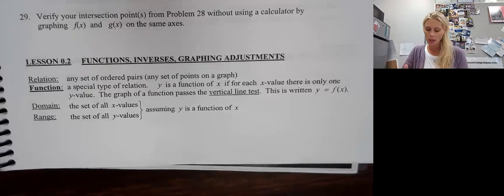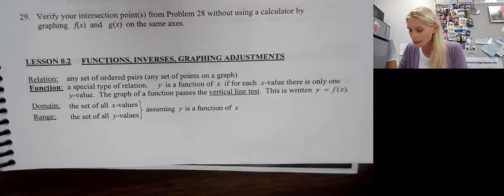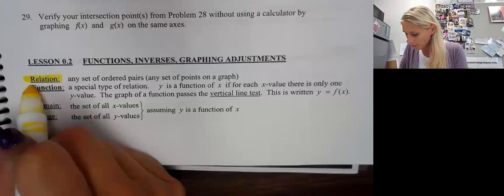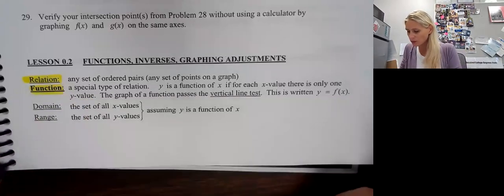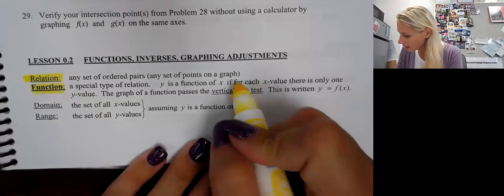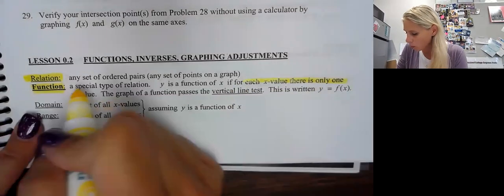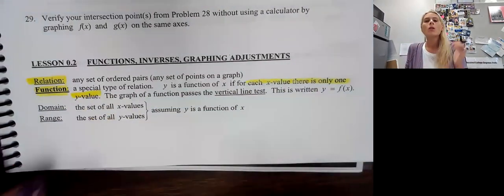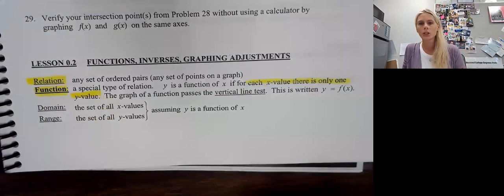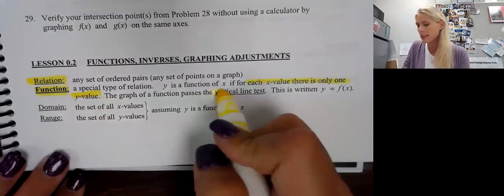A relation is any set of ordered pairs, so x comma y. A function specifically is a type of relation. So for every x, there is only one y value. So for each x, there's one y value, okay? Which we found out earlier, a couple of years ago, that one of the ways to do this was using the vertical line test, right?